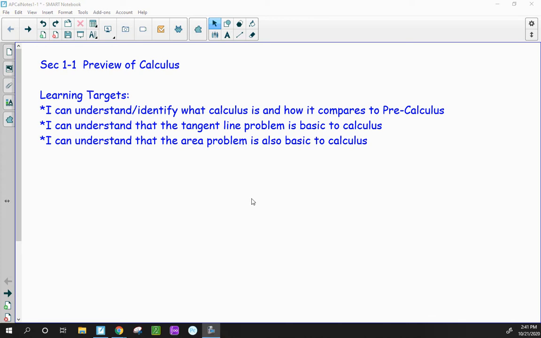AP Calculus. Today we're going to start in the actual AP Calculus textbook. So I would like you to grab it and have it handy. And you're going to turn to section 1.1, and it's on a preview of calculus. It starts on page 41 or 42. So you'll need to grab that.